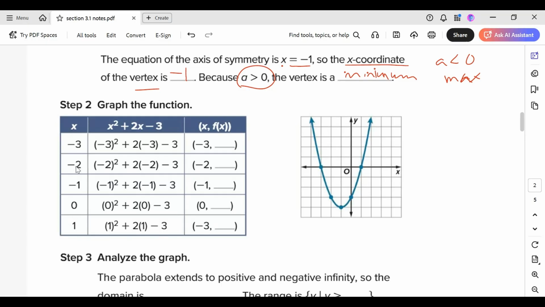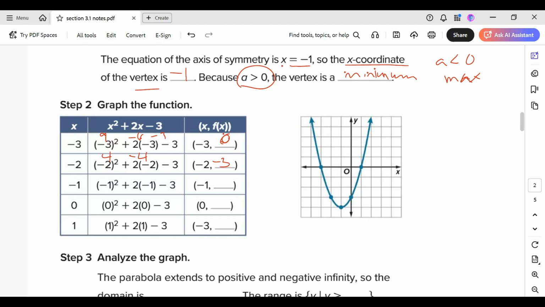We started with negative 3, negative 2, negative 1, 0, 1, so you want to have negative and positive values. When we stick negative 3 in for x, we get negative 3 squared, that's a 9, plus 2 times negative 3, which is negative 6, minus 3. Well, 9 minus 6 is 3, and 3 minus 3 makes it a 0 value. When we stick negative 2 in, we get negative 2 squared, that's a 4, plus 2 times negative 2, that's a negative 4. So 4 minus 4 is 0, minus 3 makes it negative 3.